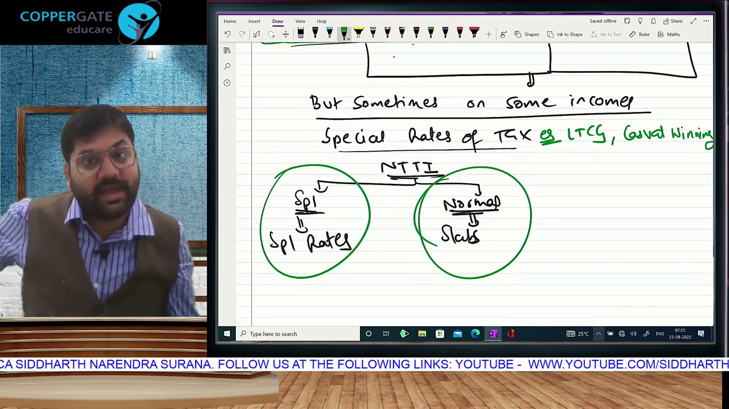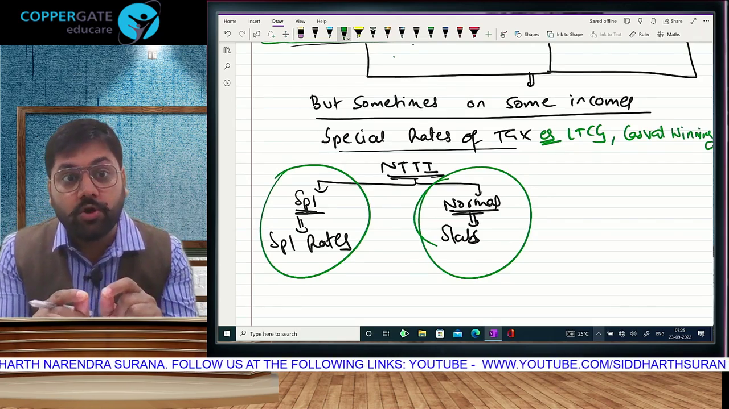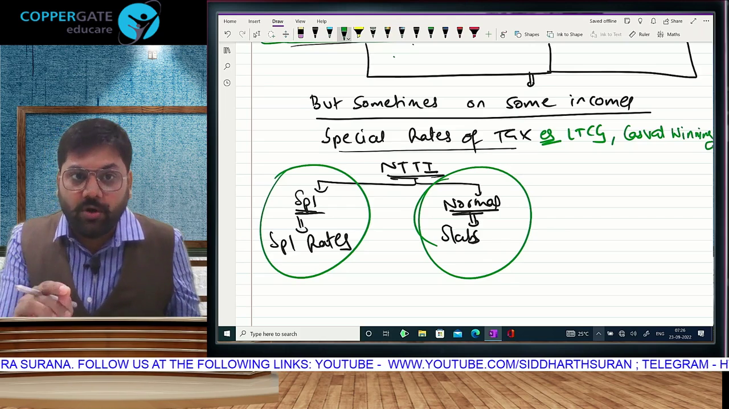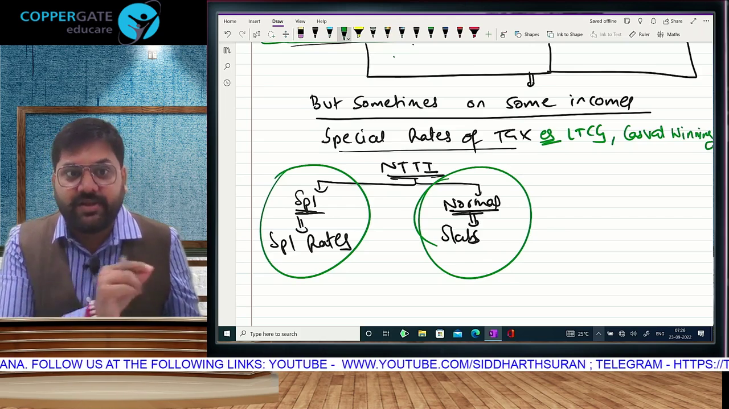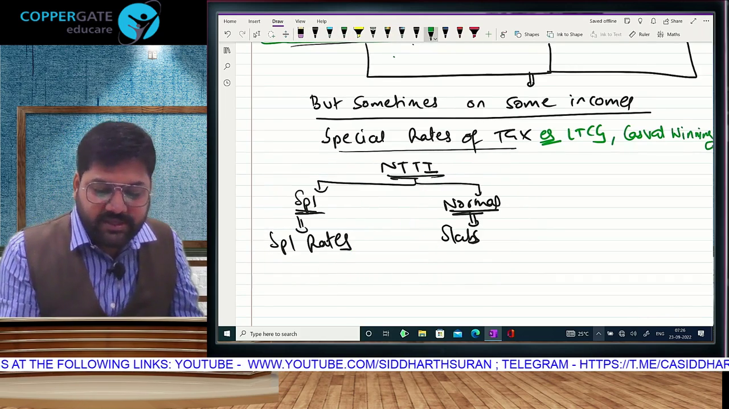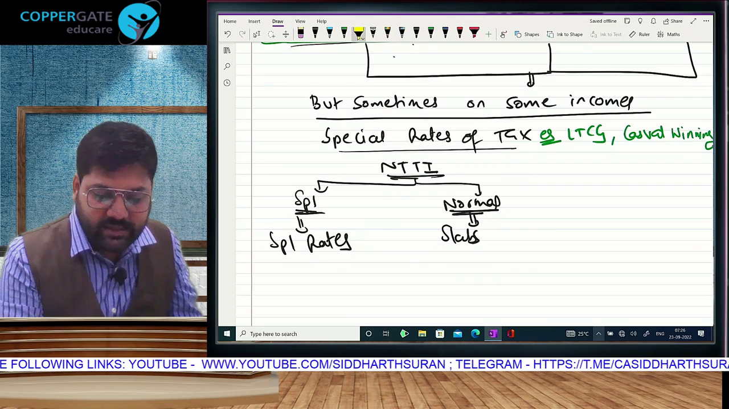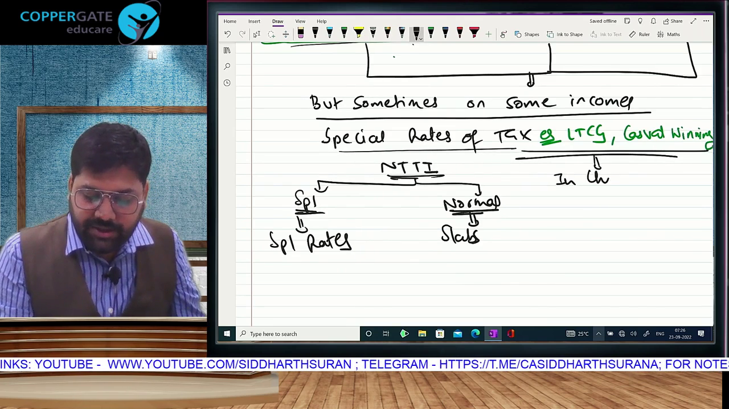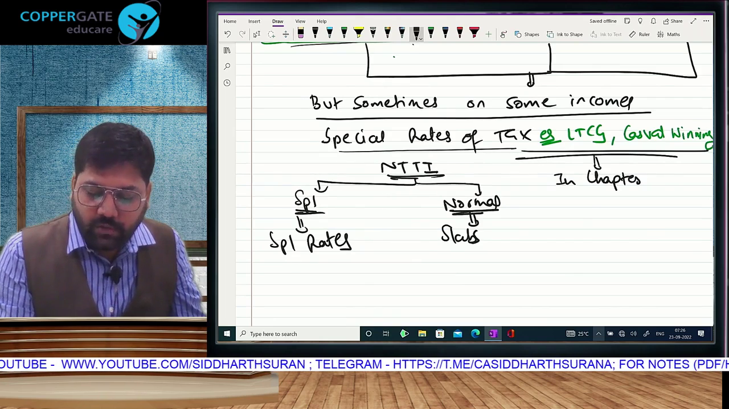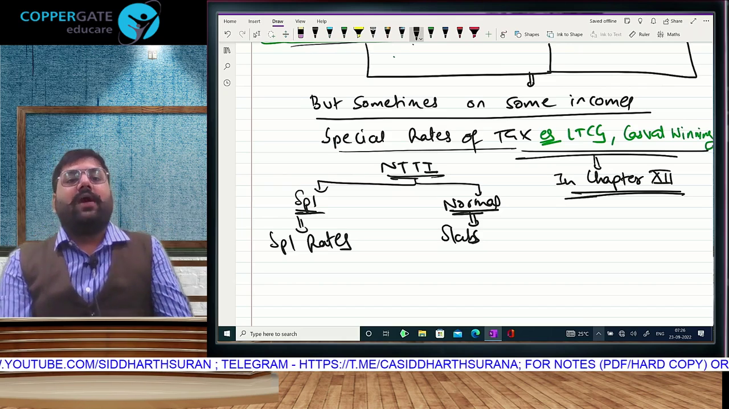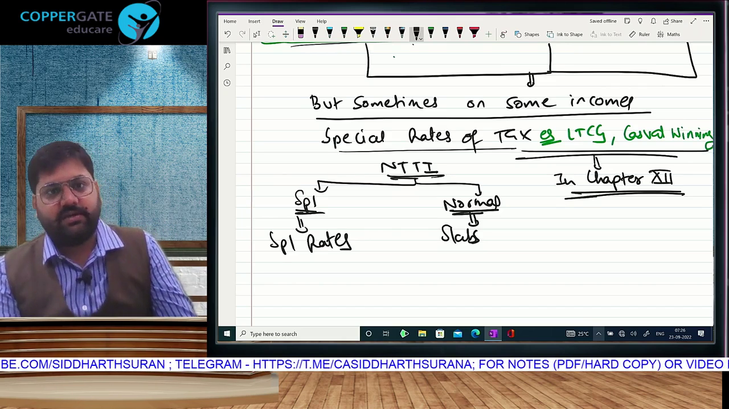Yes, these slabs are relevant, but only on normal incomes. Special incomes will be separated, segregated from your normal income, and on that a special rate will be applied. And this concept of special rates in income tax is given in chapter 12 of income tax. Chapter 12 of income tax contains special rates of tax.